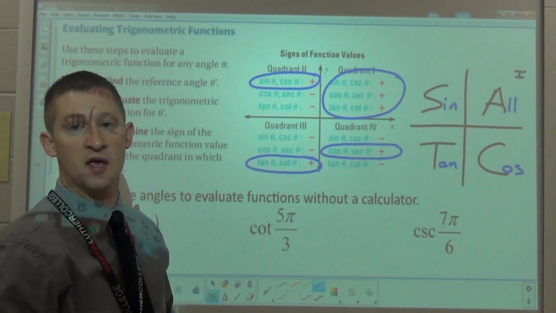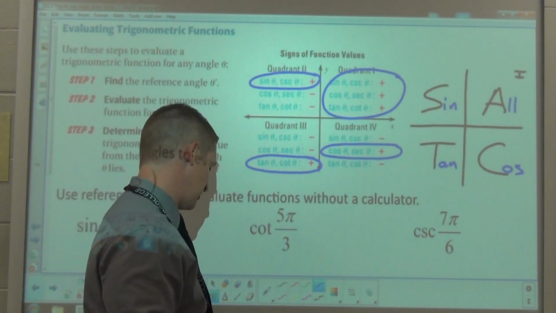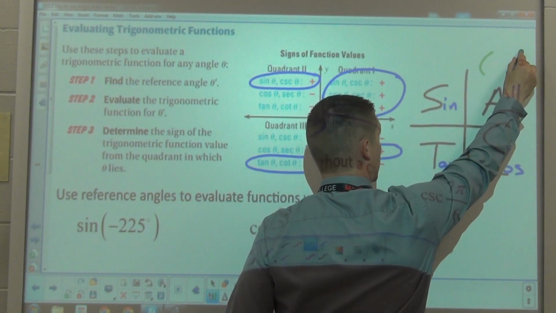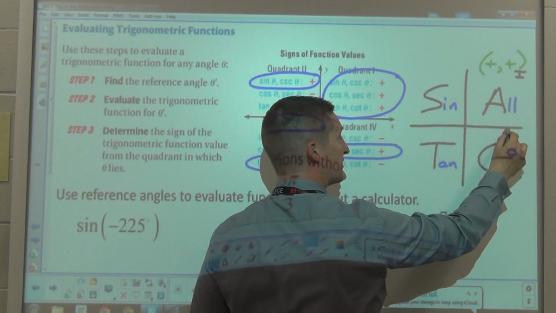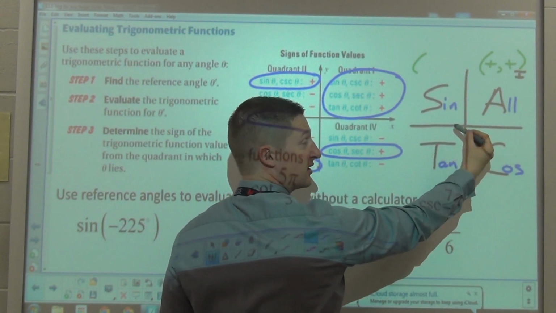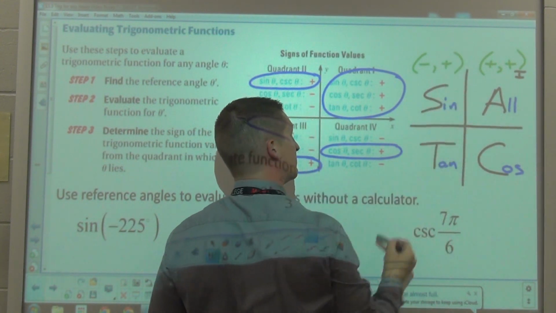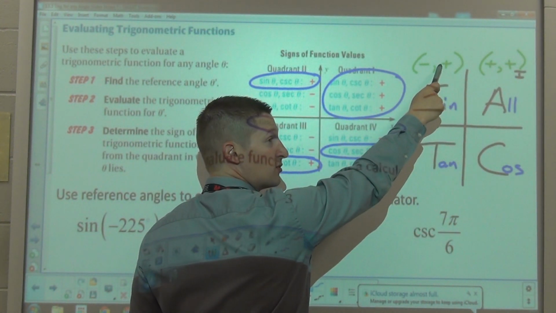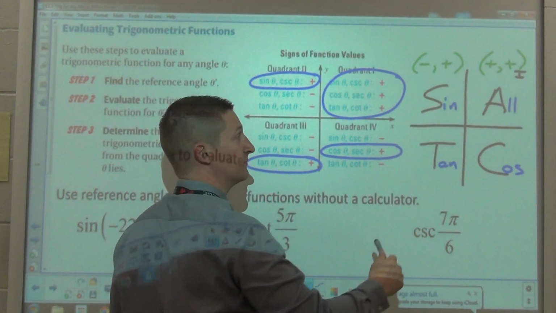Now, why is it that they're positive and negative in those particular quadrants? Well, I want you to think about what the values of points in the first quadrant are. Every point in the first quadrant has a positive x value and a positive y value. Positive, positive. In the second quadrant, my x values are negative because I had to go to the left. So I have a negative x value, but I went up, so I have a positive y value. And remember, sine is equal to the y value, which happens to be positive, over the r value. R, being a distance, is always positive.